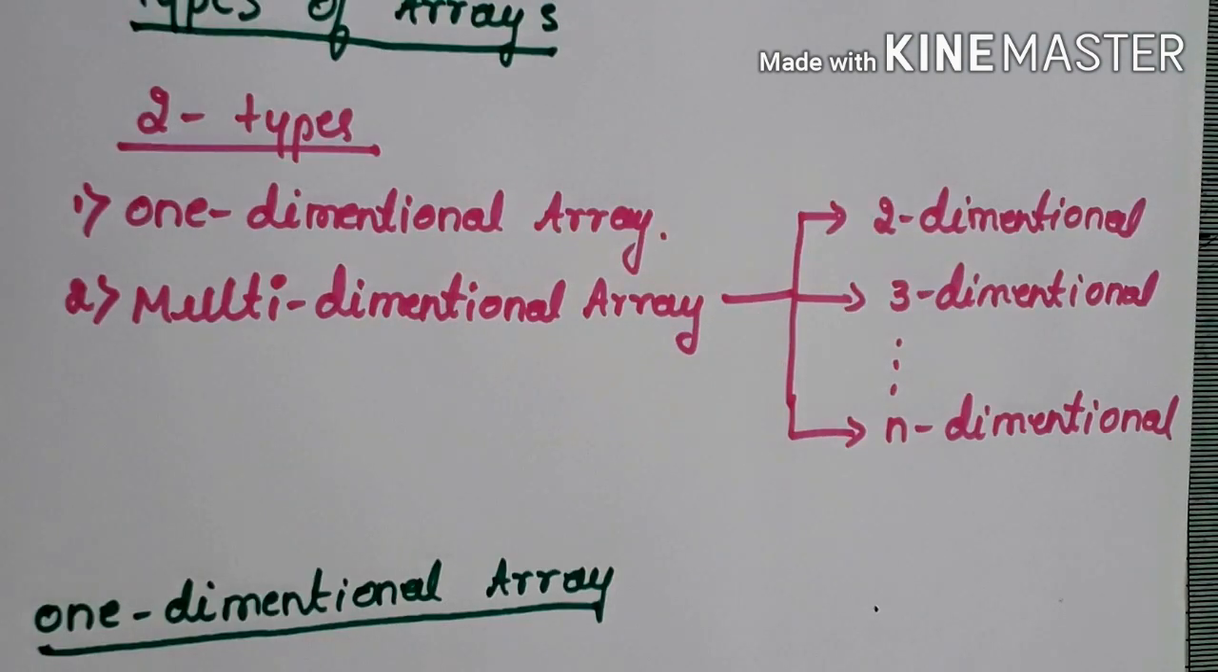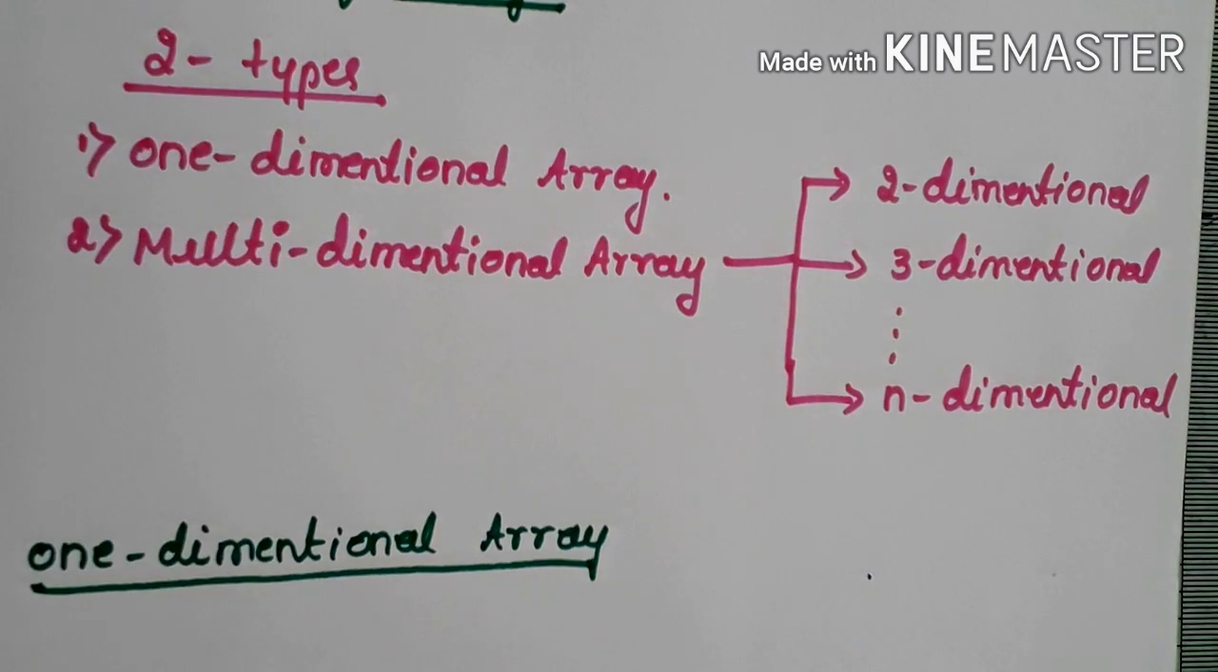One-dimensional array. One-dimensional array is also known as single-dimensional array. A single-dimensional array is a linear list consisting of related and similar data items. In memory, all the array elements are stored in contiguous memory locations one after the other.